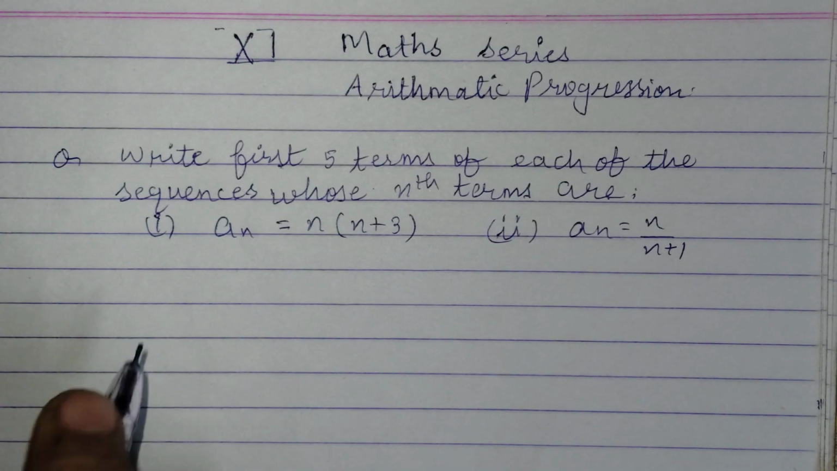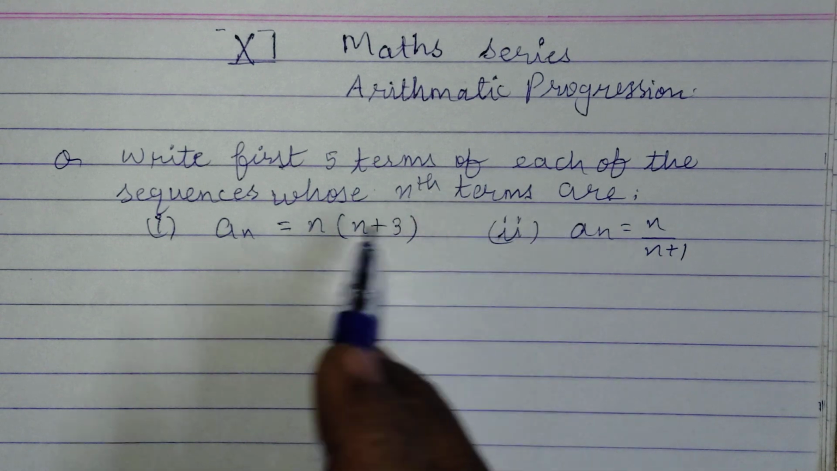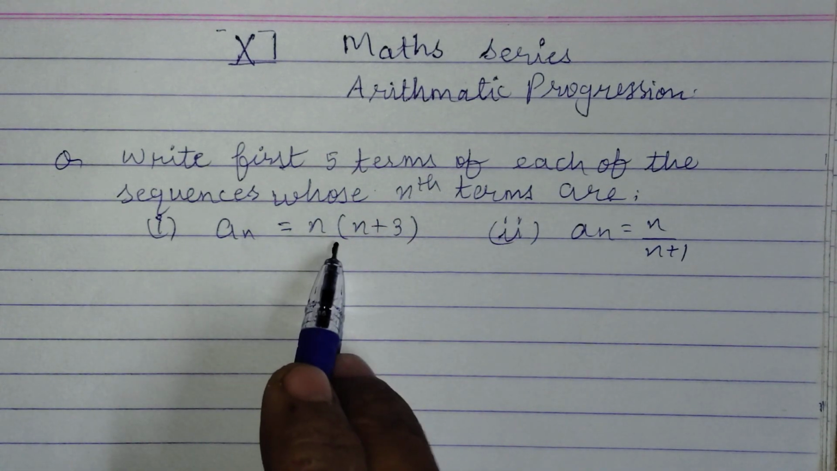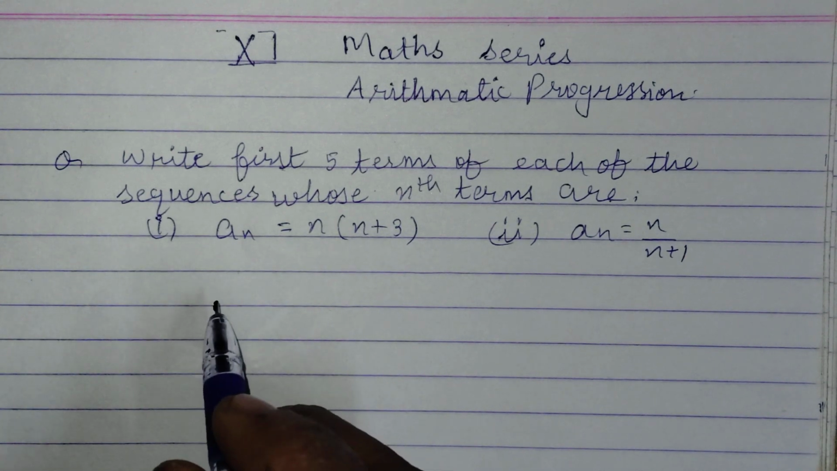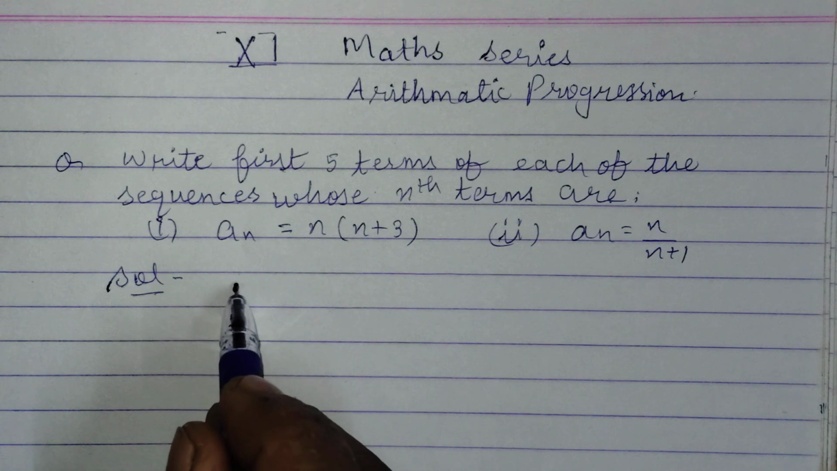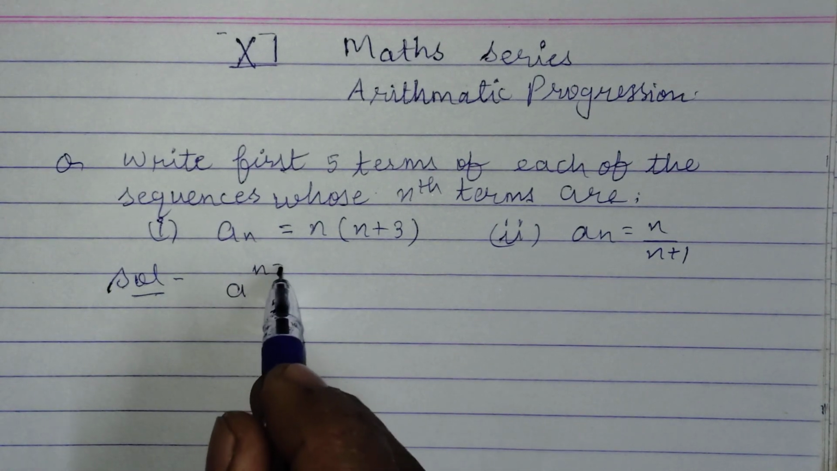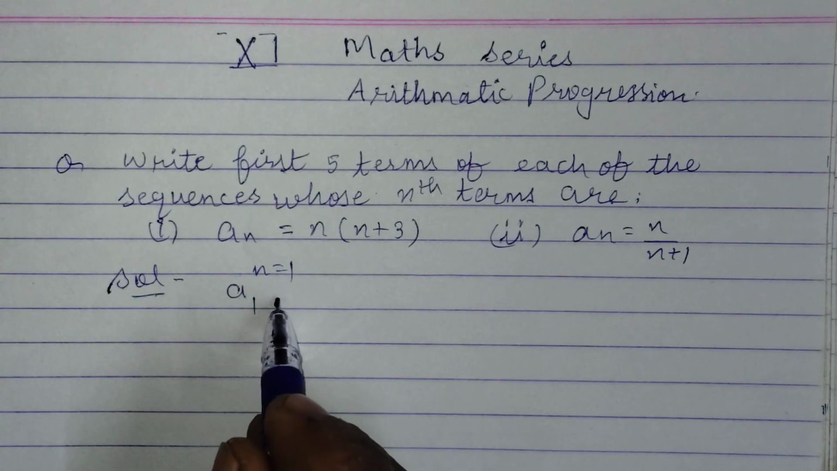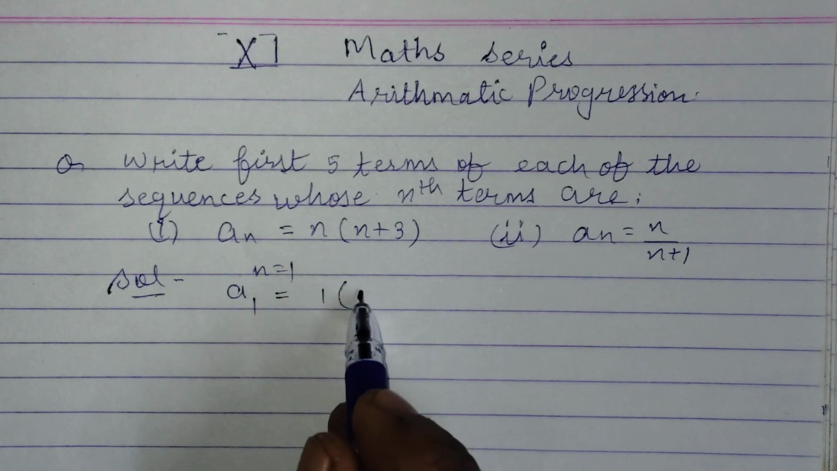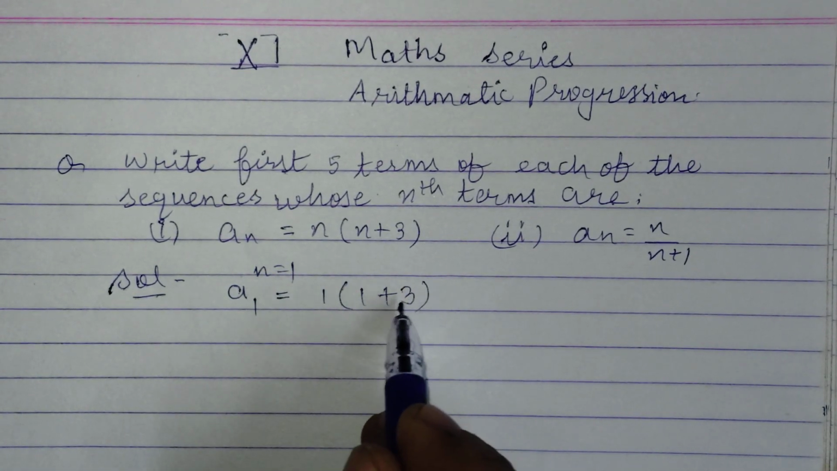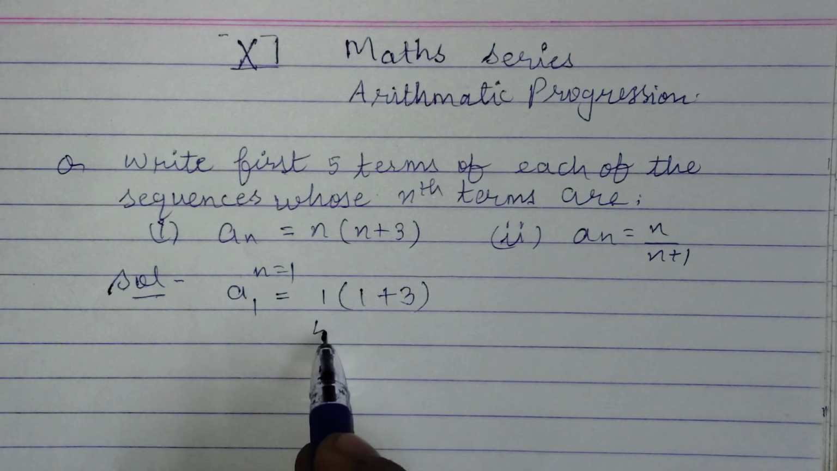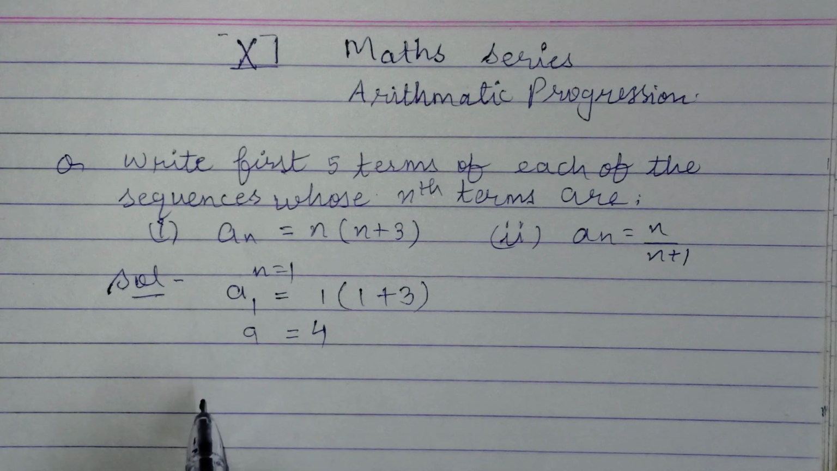Here the first question is: write the first 5 terms of each of the following sequences whose nth term is a_n equal to n(n + 3). In this question we write the solution. We write n equal to 1, so it becomes the first term a1. We replace n with 1. First we solve the bracket: 1 plus 3 is 4, 4 into 1 is 4. So the first term is 4.